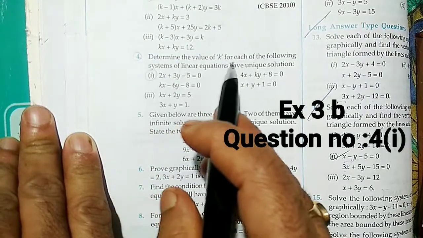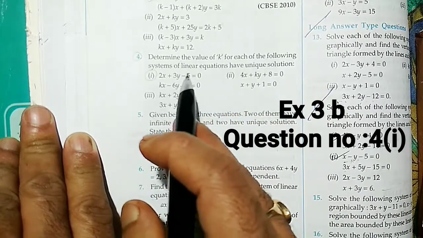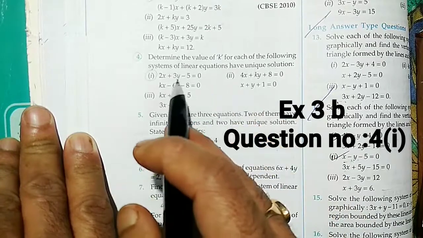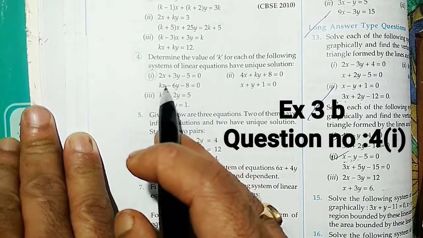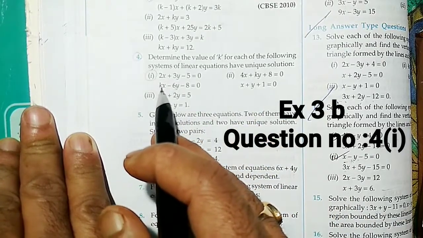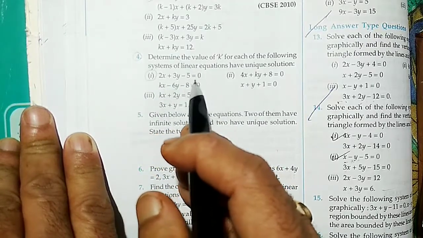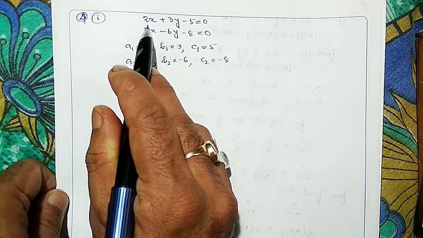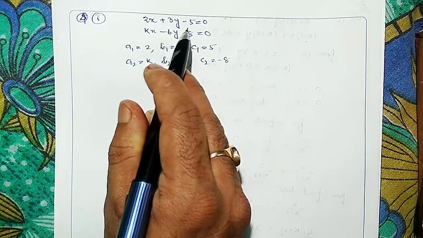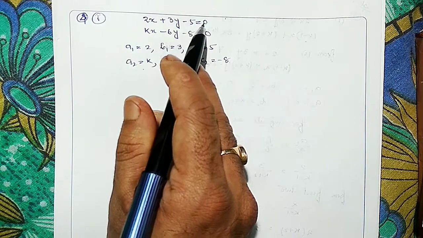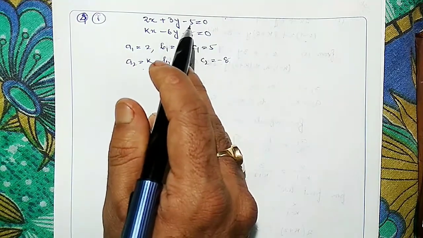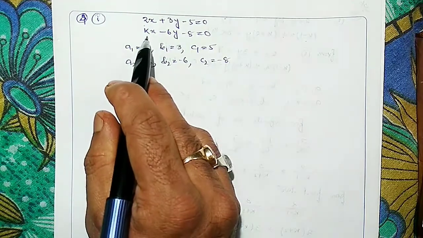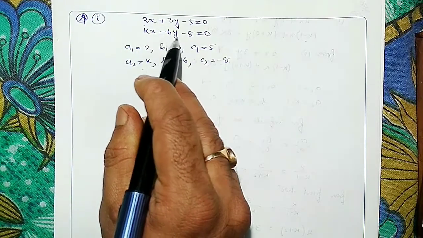Determine the value of k for each of the following systems of linear equations to have a unique solution. It is given unique solution. These are the equations and we have to find the value of k. So let me solve this sum. This type of sums are very important for exam purpose. Here from the equations we can write A1 is 2, B1 is 3, C1 is minus 5. Since already on the right hand side it is 0, no need to transfer. So A1, B1, C1 we got, and here A2 is k, B2 is minus 6 and C2 is minus 8.